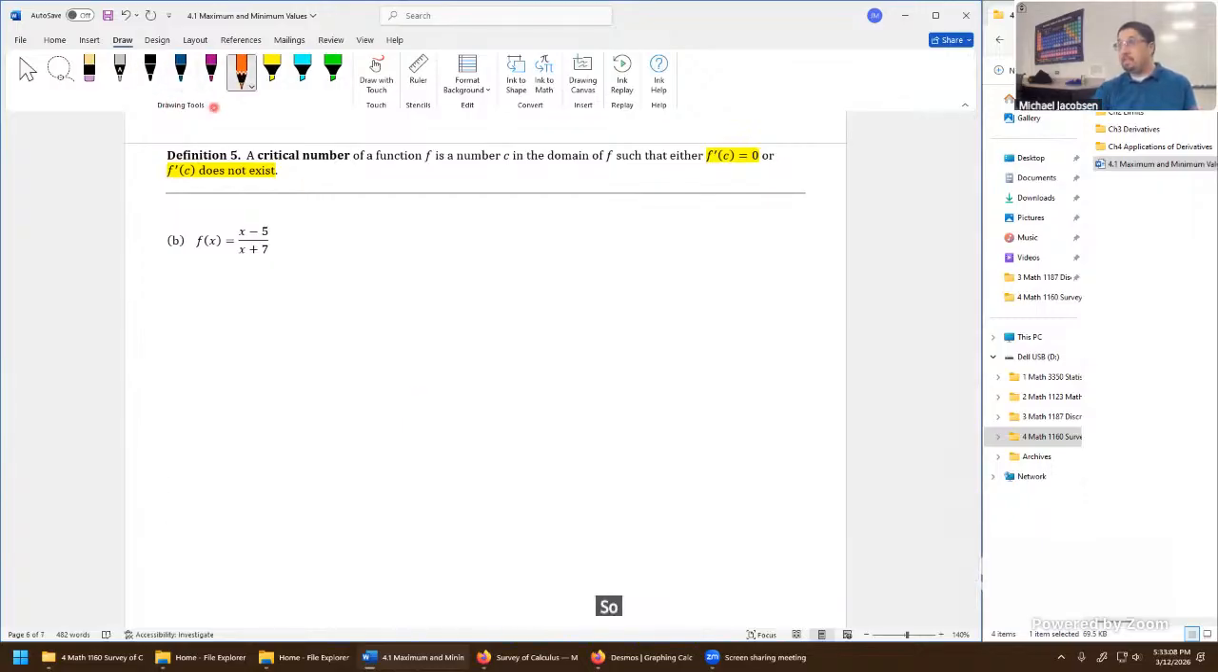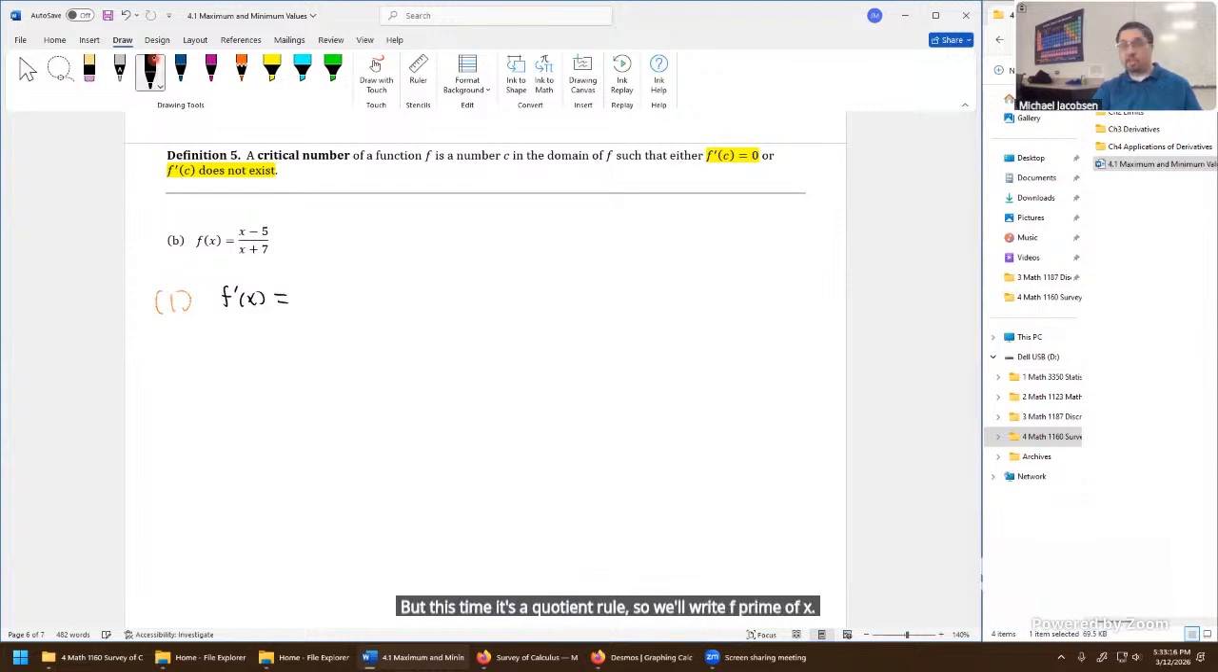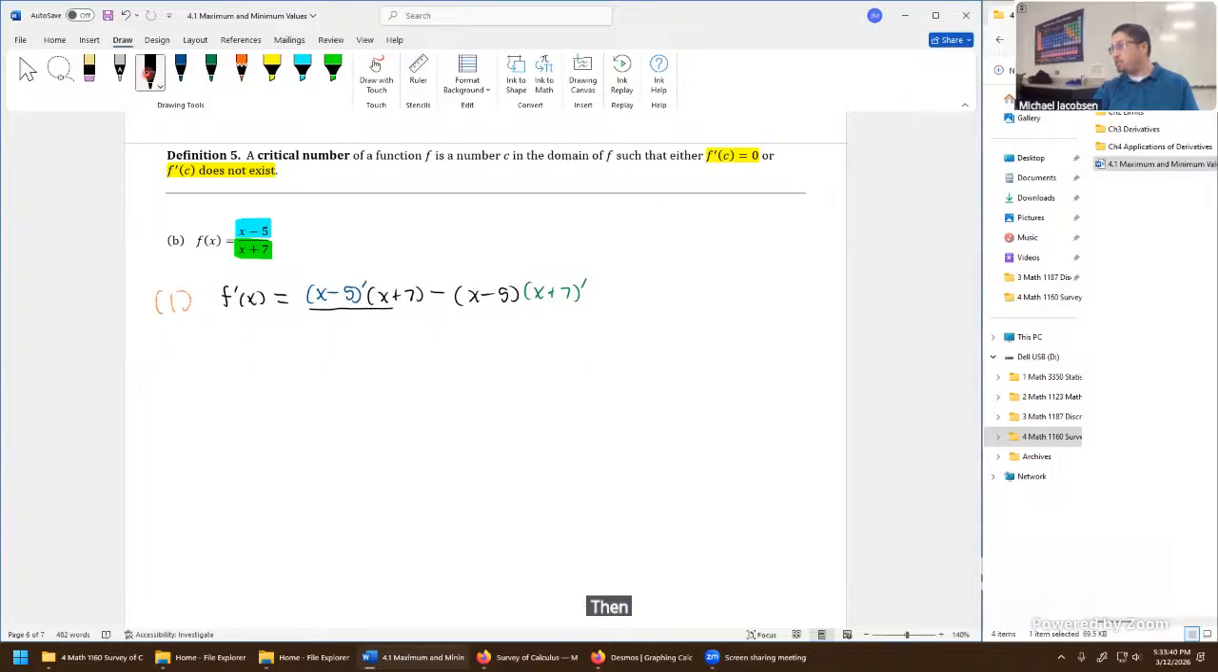So step 1 is to just differentiate the function. But this time it's a quotient rule, so we'll write f prime of x, carefully writing it out. No harm to organize, just like we did before. This is going to be x minus 5 prime times x plus 7, minus x minus 5 times x plus 7 prime. Then divide the whole thing by x plus 7 squared. So there's our quotient rule set up.